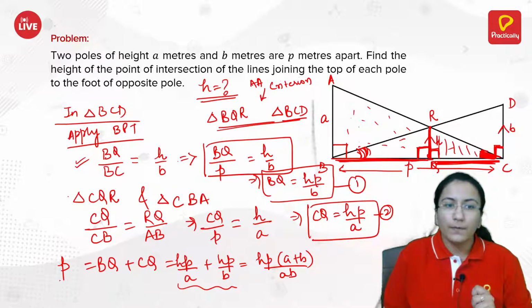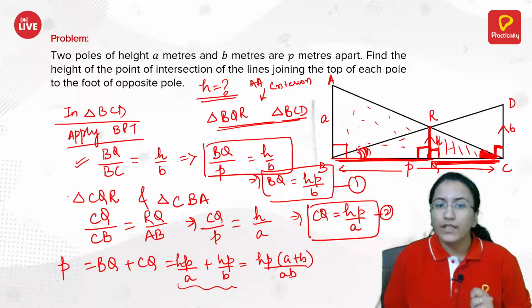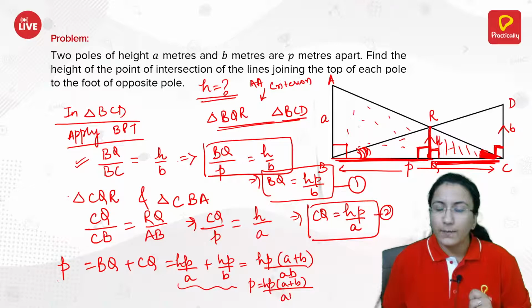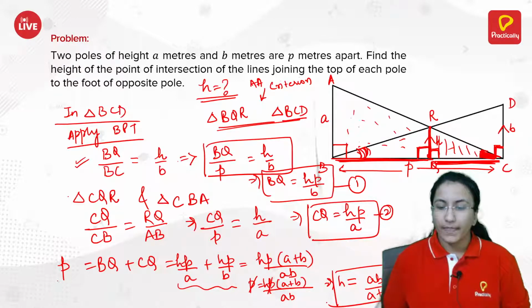So we have P is equal to HP into A plus B by AB. Cancel P from both the sides. You will have H is equal to AB by A plus B. You have the height with you.